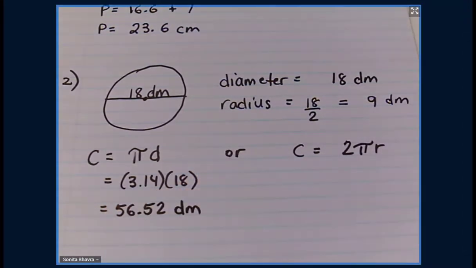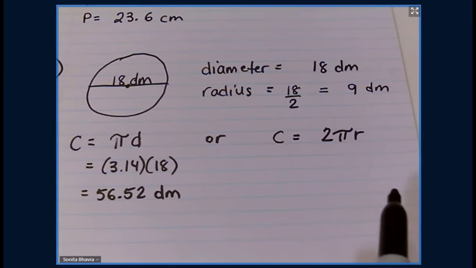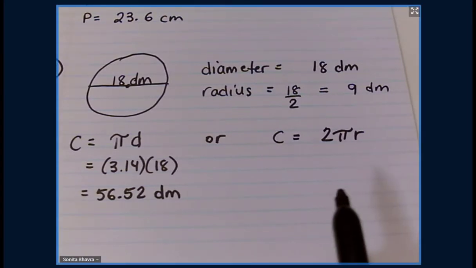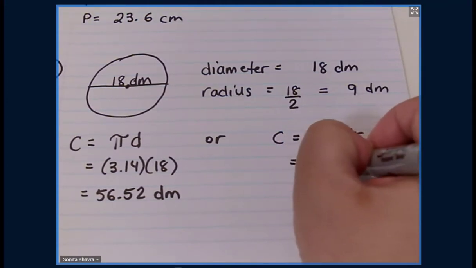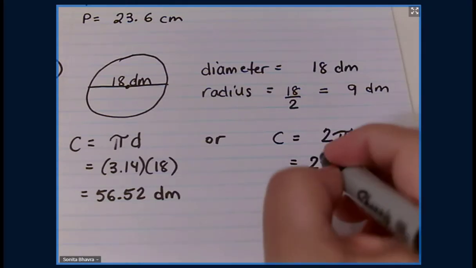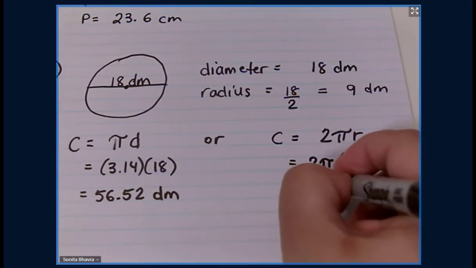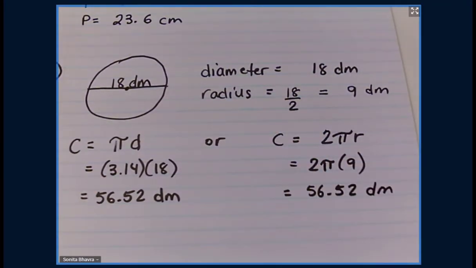decimeters. You can also use 2 pi r for the circumference of a circle. So in this case, it would be 2 pi times 9. So same thing, 2 times 3.14 times 9, and you would still get 56.52 decimeters.